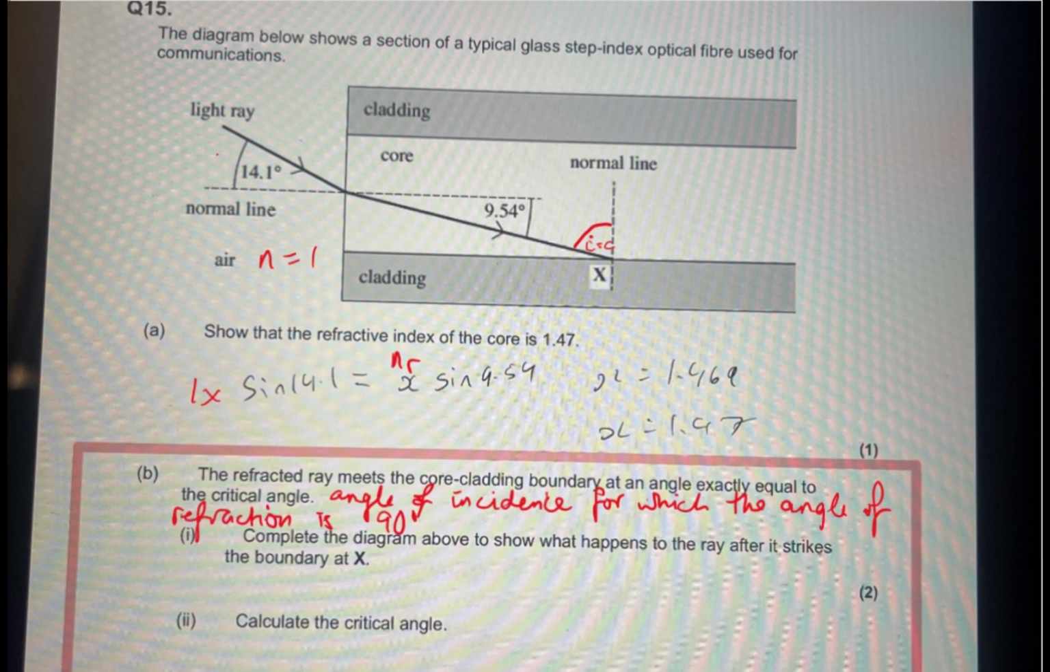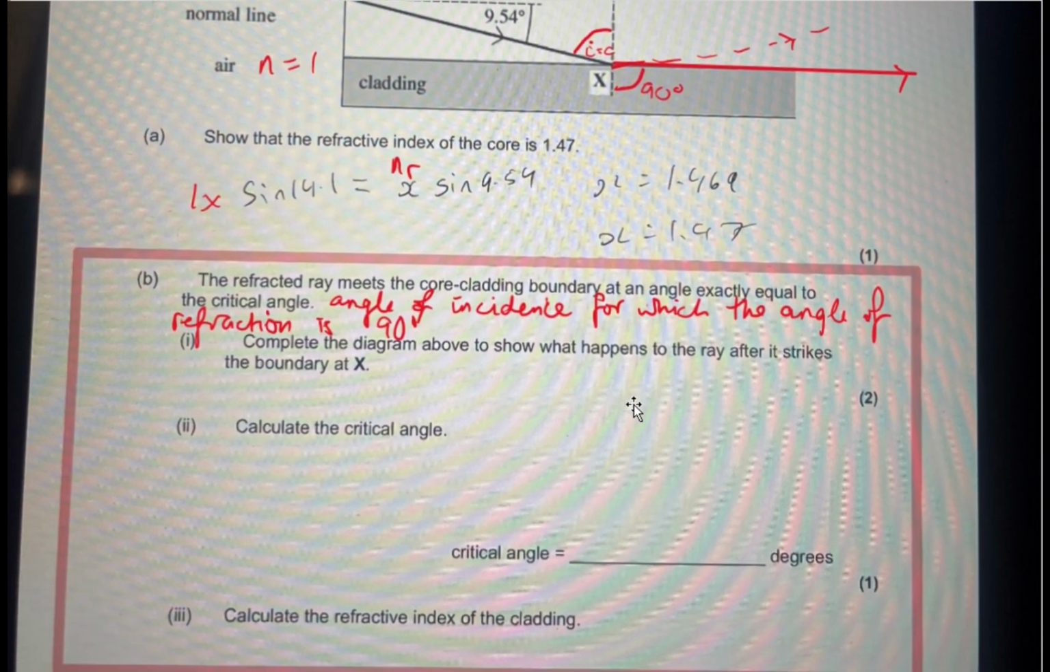So what is 90 degrees? Well, it's completely there, isn't it? So the angle of refraction follows this line along the boundary. And you also get a very strong reflected ray because it's very close to total internal reflection. So that's that part. Then it says calculate the critical angle.